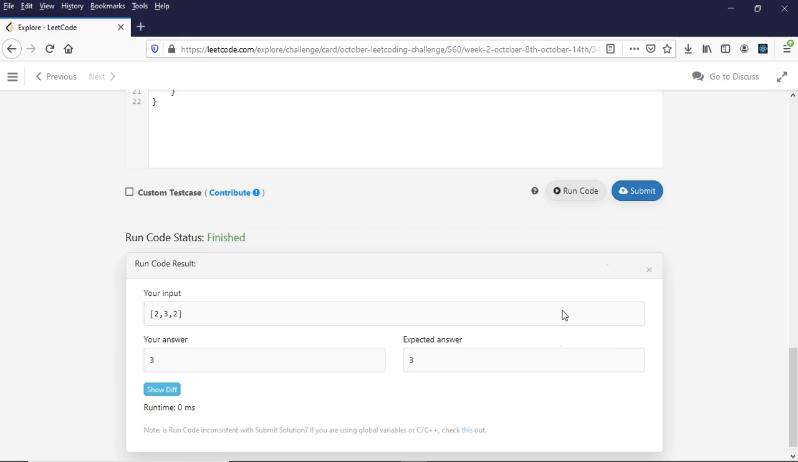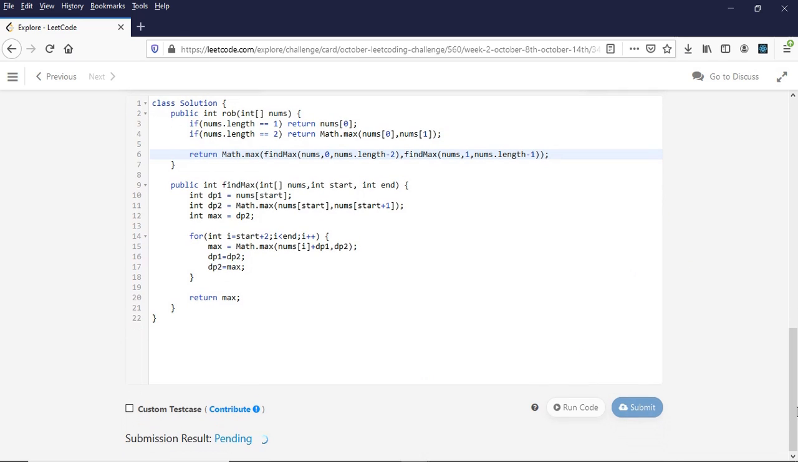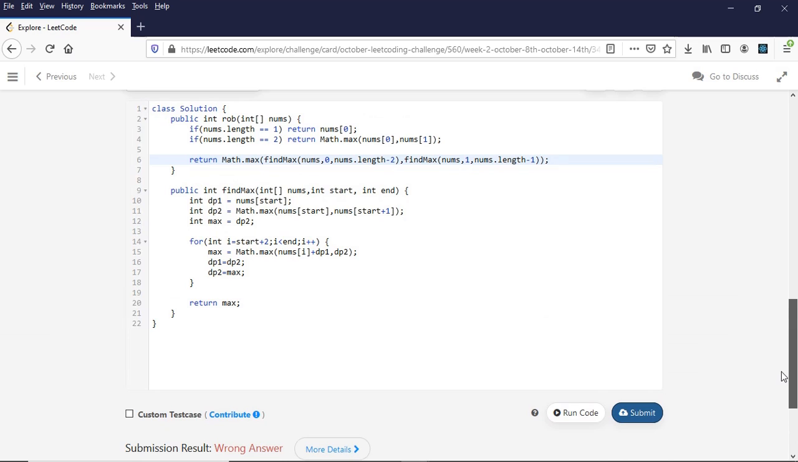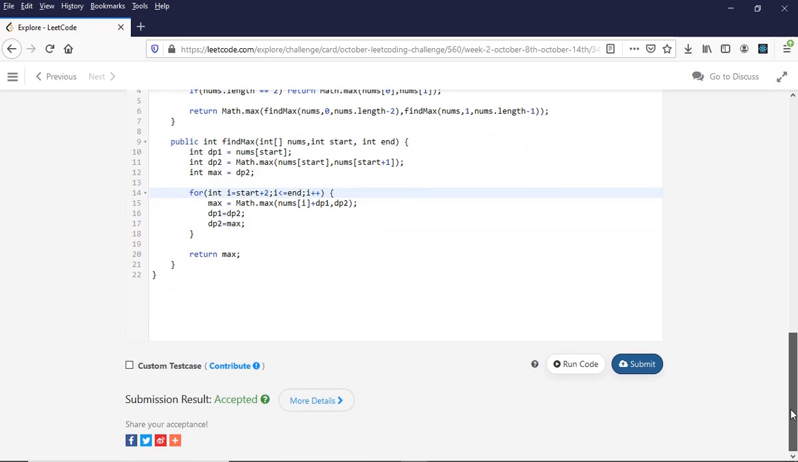And the test cases pass. So, let us submit this. Okay, here we are doing till that point, right. So, it should be less than or equal to. Let us submit this and the code is accepted.